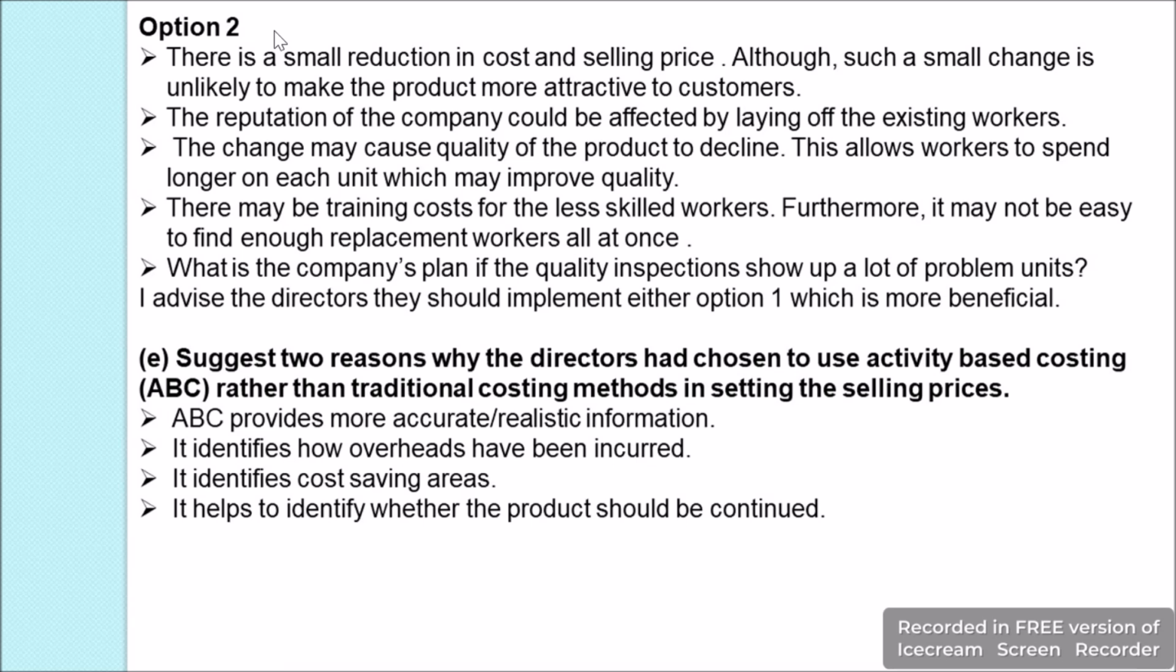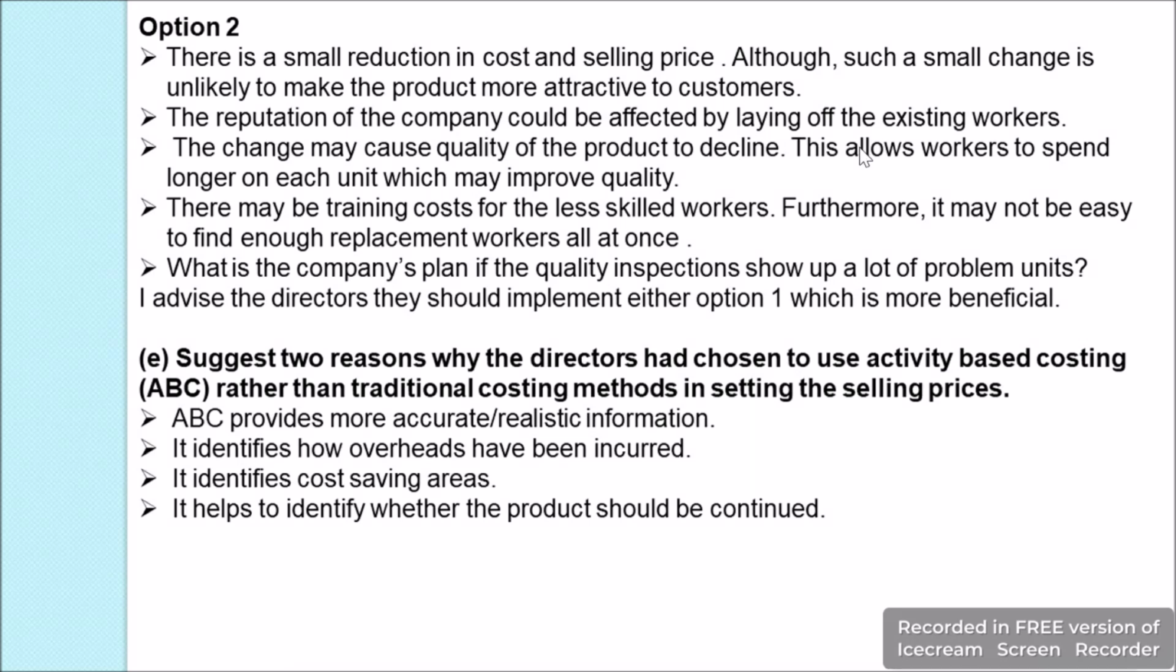If we go for option 2, then there is a very small reduction in the cost and selling price, which is just $1, and this small reduction may not make the product more attractive to the customers and may not increase the sales. Furthermore, the company reputation may be affected because the existing workers will be laid off and unskilled workers will be hired, and this may also lead to a decline in the quality as the unskilled workers may not be good enough to produce the product with the same quality.